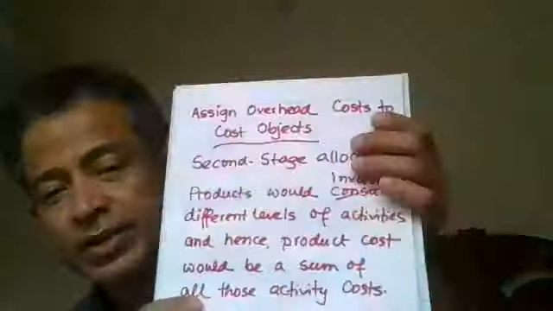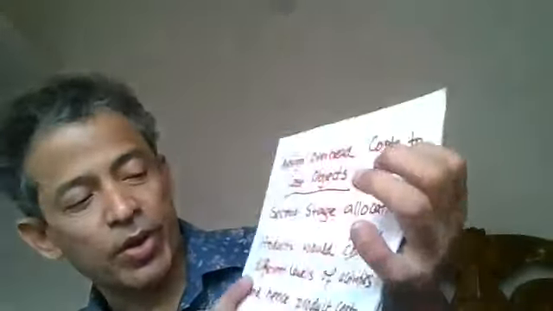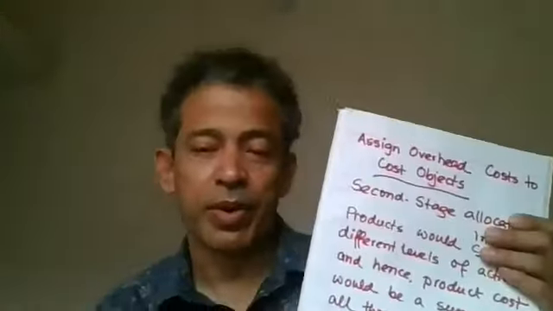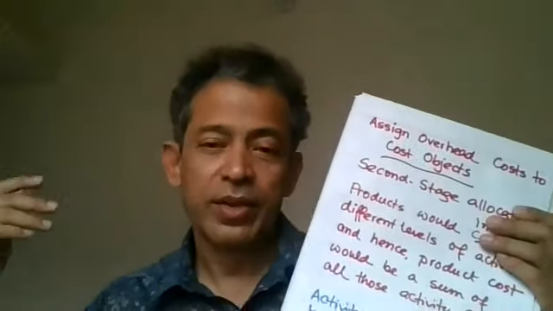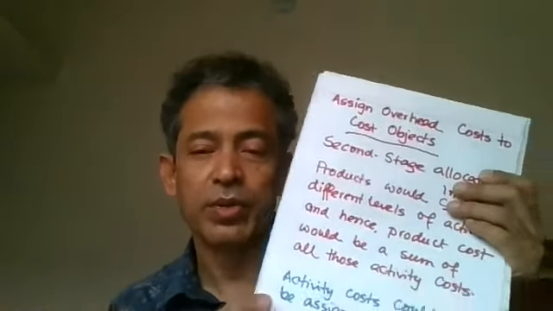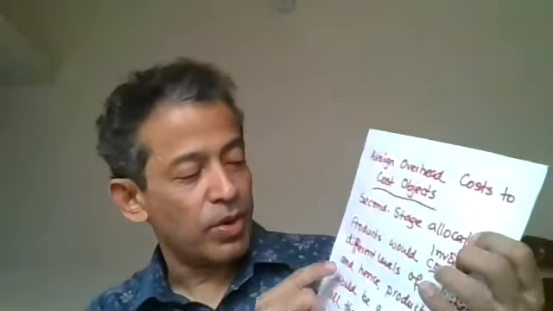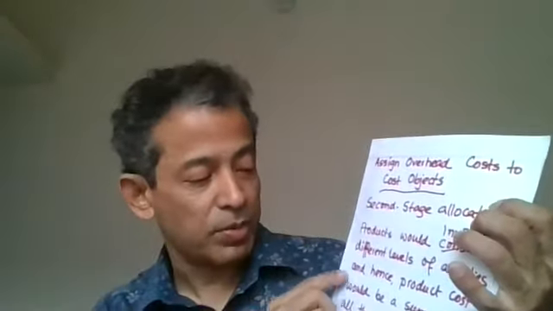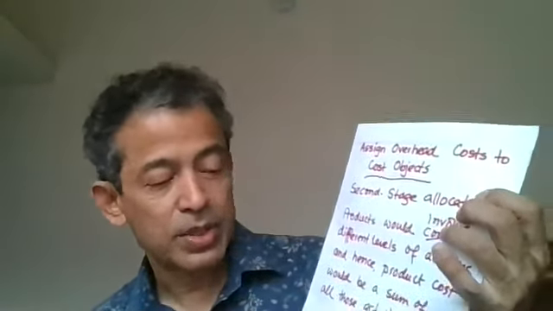And what did we say here? Second stage allocation, we said products would involve different levels of activities. Of course, every product, as I said, iMac would need, say, 300 of this activity, 400 of that activity, 1 of another activity, and all those. So products would involve different units of volumes of activities, and hence product cost would be the sum of all those activity costs.